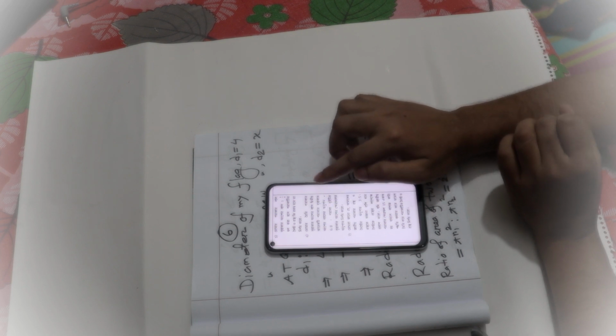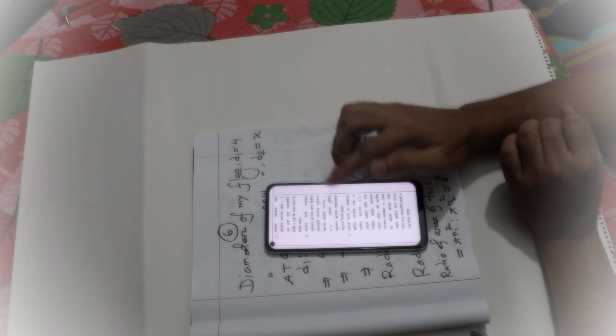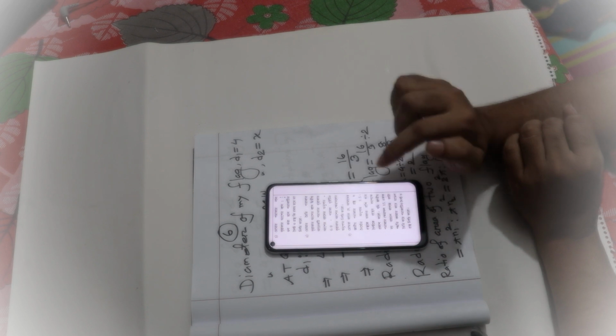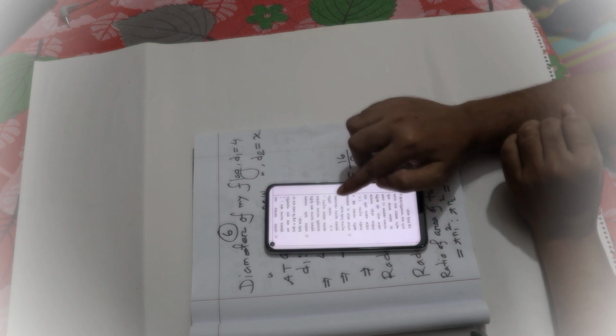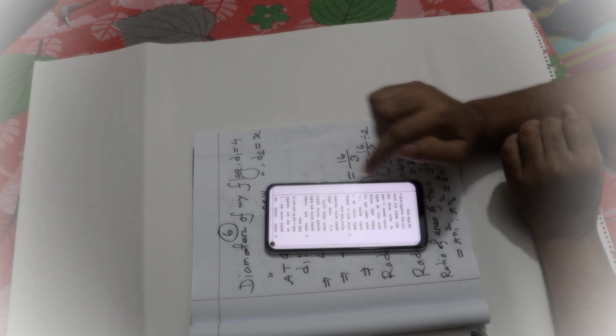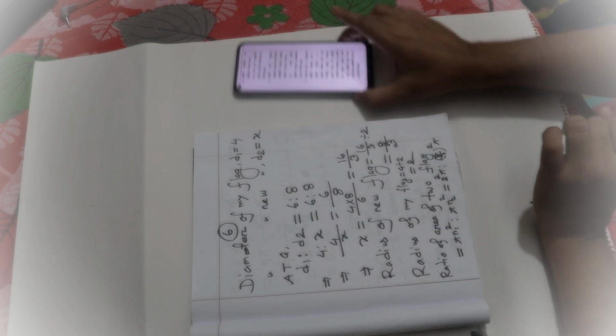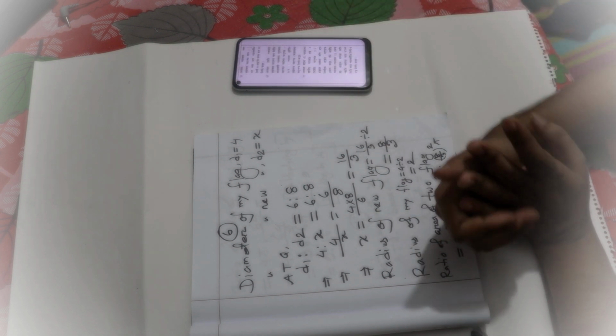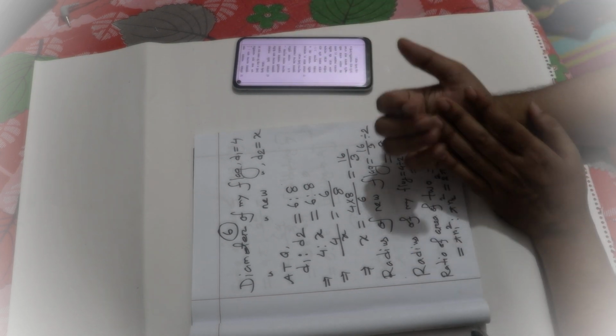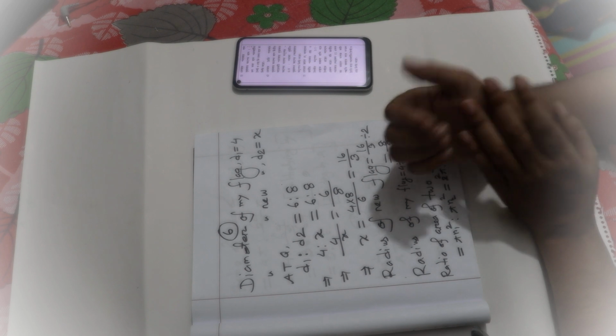Diameter of the circle and the diameter of another circle, and their ratio 6:8, then find the ratio of the area of the two circles. Okay, in this case actually the ratio is given, ratio 6:8.